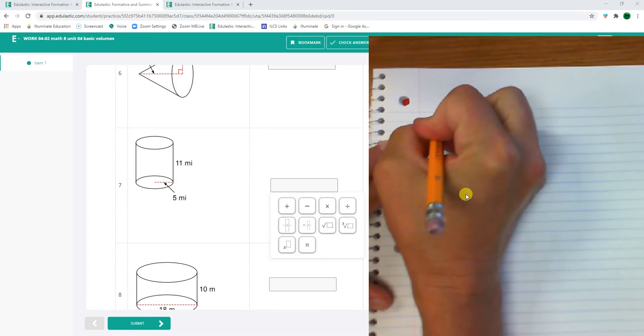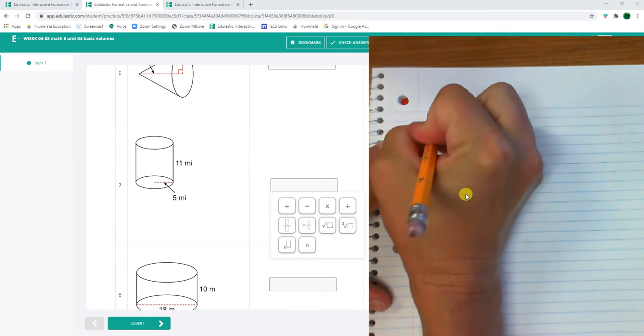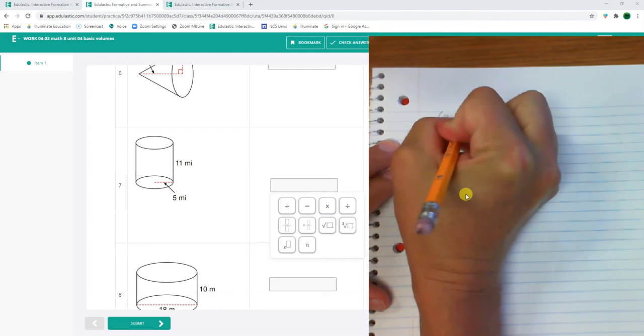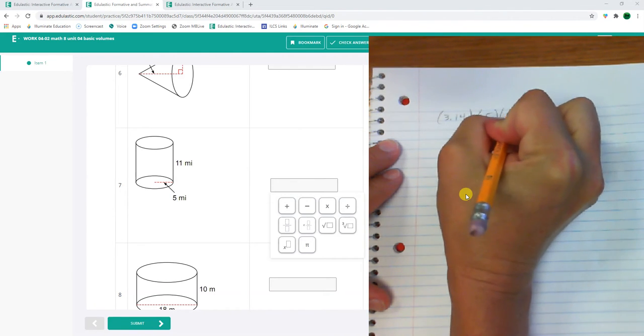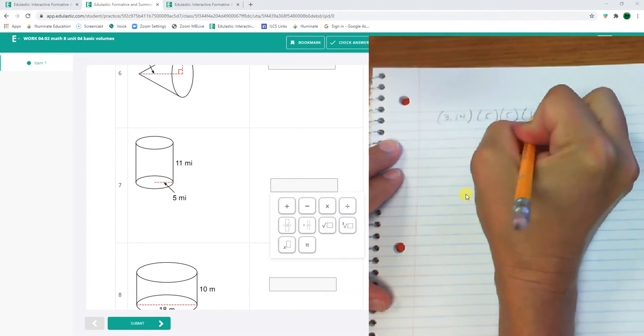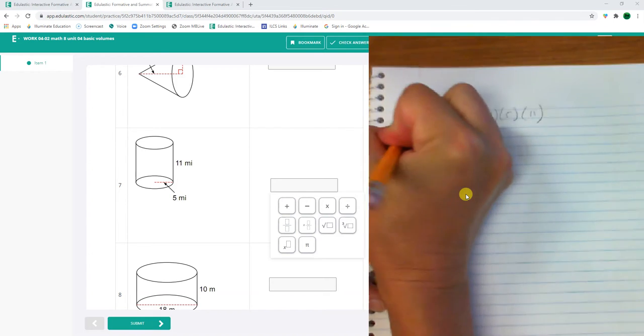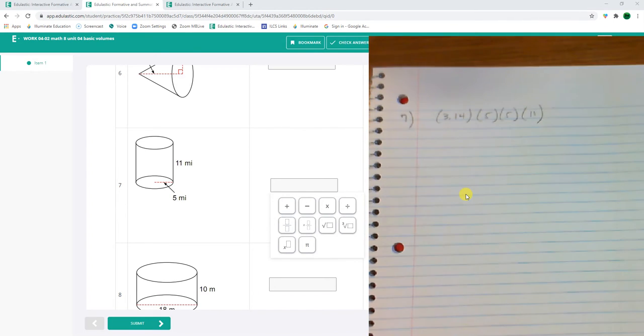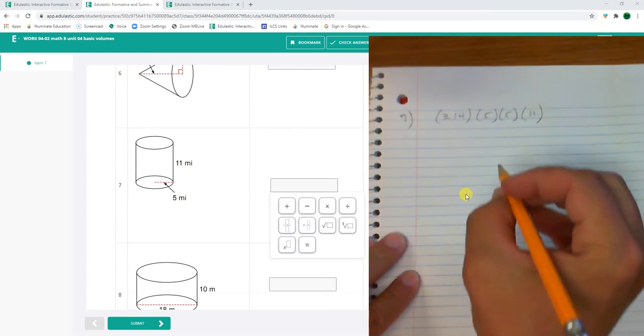So a cone is pi r squared height, so 3.14, 5 times 5 times the height, which is 11. It's number 7. 3.14 times 5 times 5 times 11, 863.5.